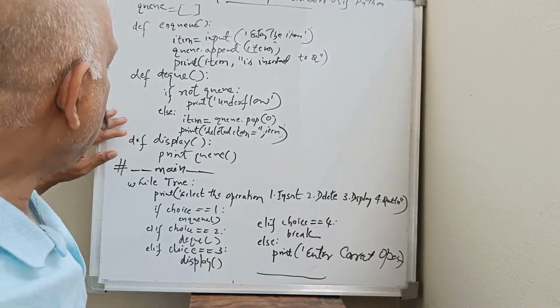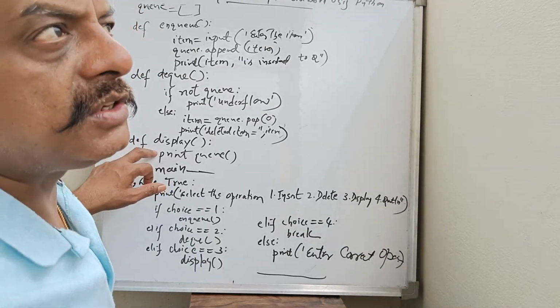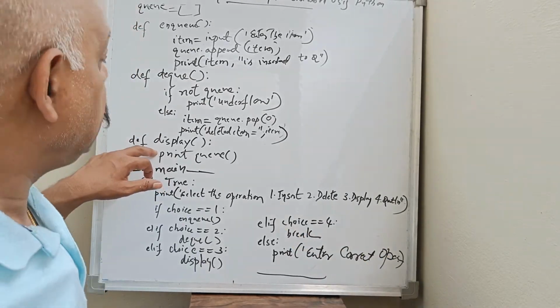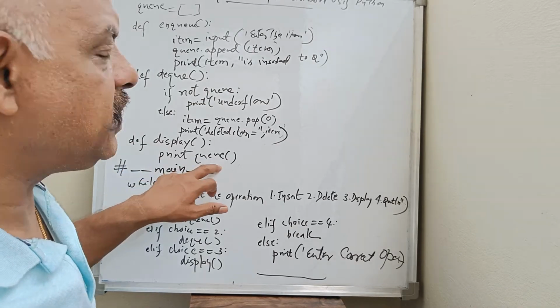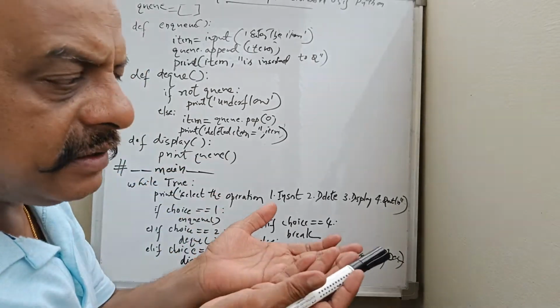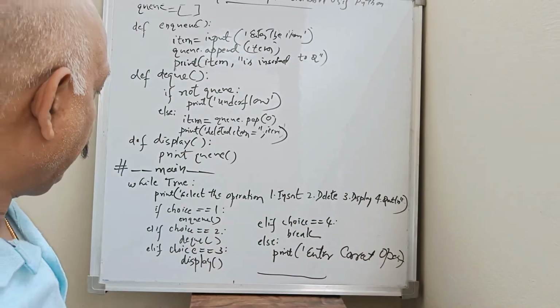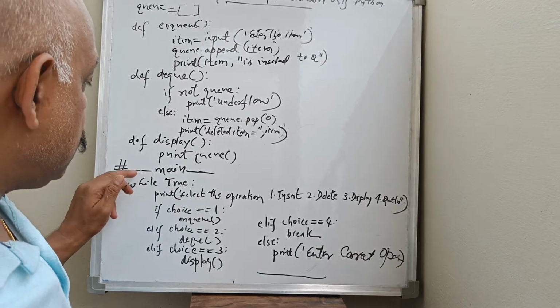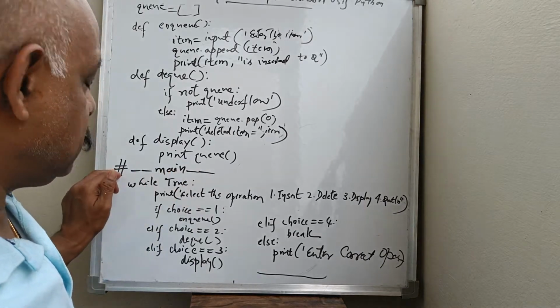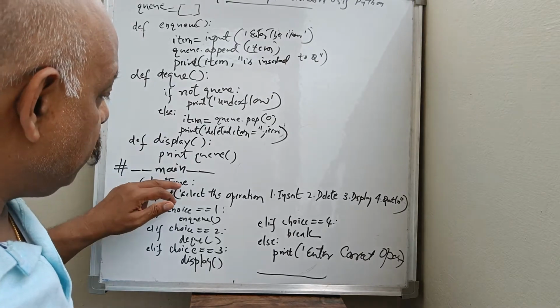One more thing: at any point of time, I want to display the status of the queue with the help of the display functionality. Just print queue, the name of the list is queue here. So it displays the status of the queue, how many elements are there, and so on. Execution always starts from __main__. This is a comment. So again, while True.